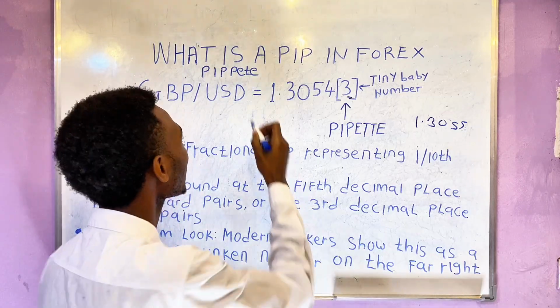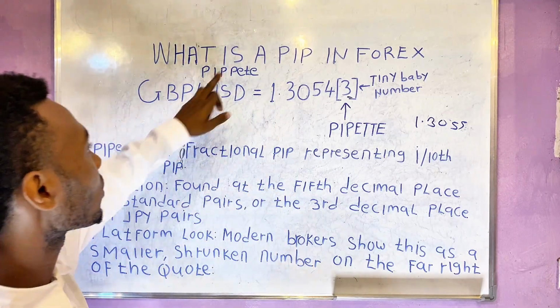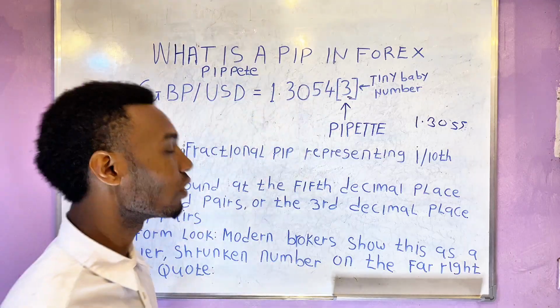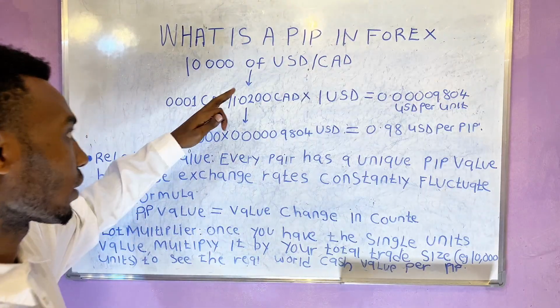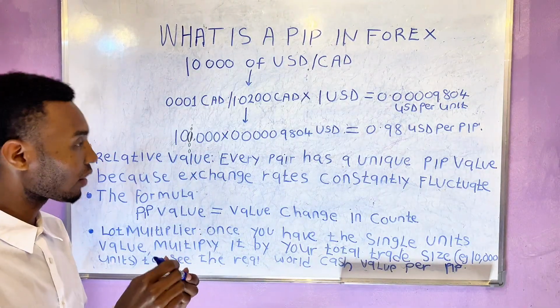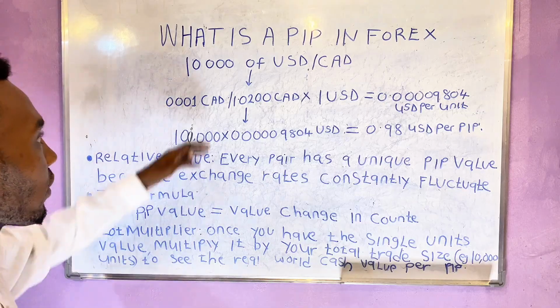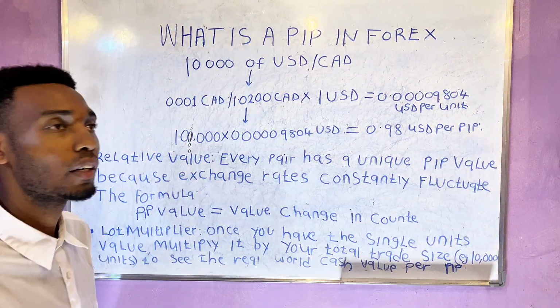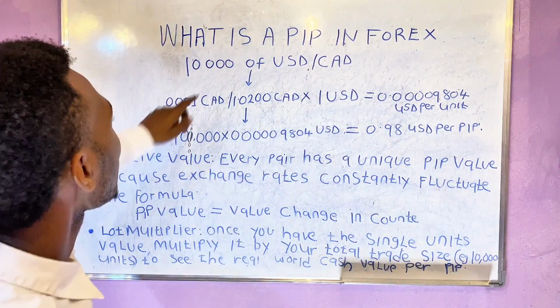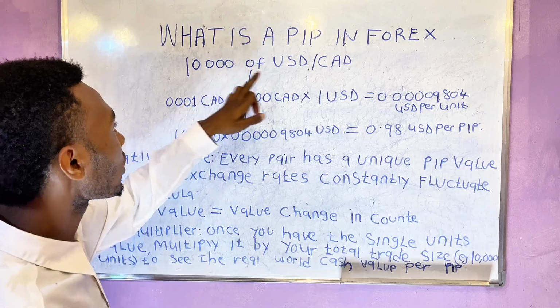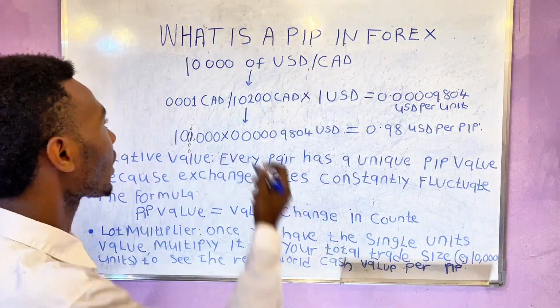Now let us see the next part on what is a PIP in Forex. Here is the math itself in calculating the PIP. Now, 10,000 USD stock. These are the units.